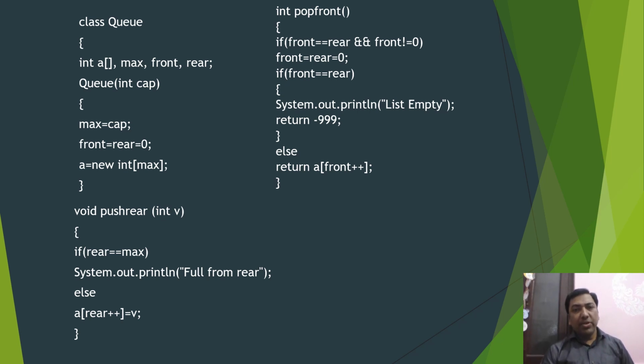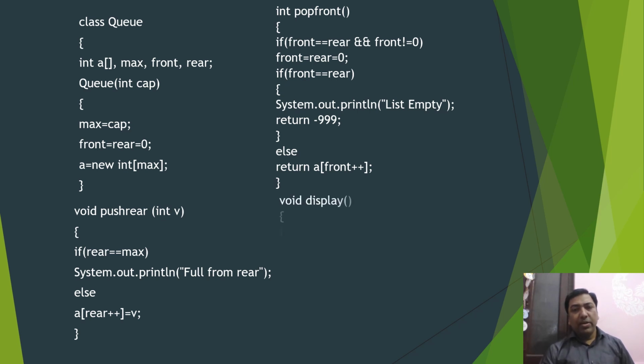Now if front is equal to rear, then the list is empty and return minus 999 as per the question. Else return a[front++], post increment of front. Why? Because the number which is available at the front will be returned first and then the front will be updated.